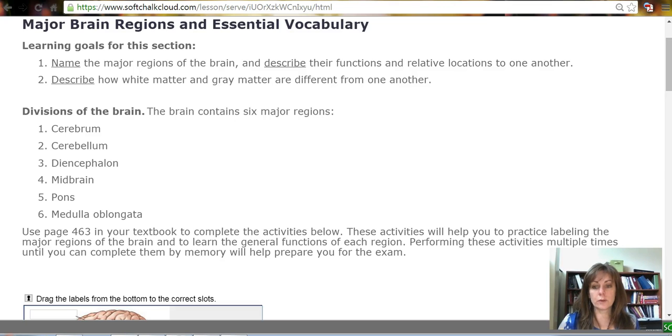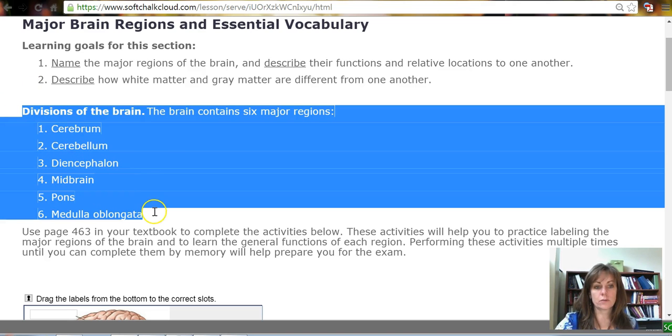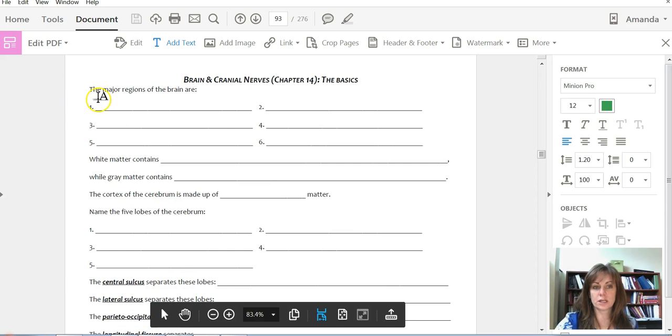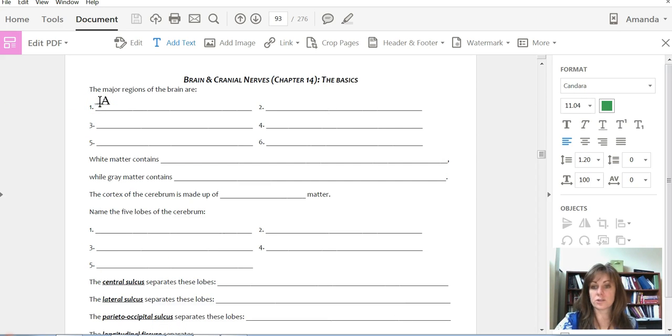Okay, so now we're going to begin talking about the brain, and we're going to begin by discussing some of the major regions of the brain. Now there are 6 of them listed right here. These are directly from your book. And if you look here on your note sheet, it asks for the major regions of the brain. Well, these are the major regions.